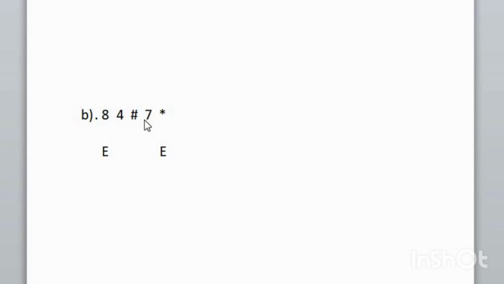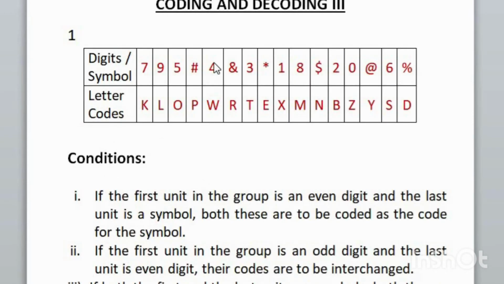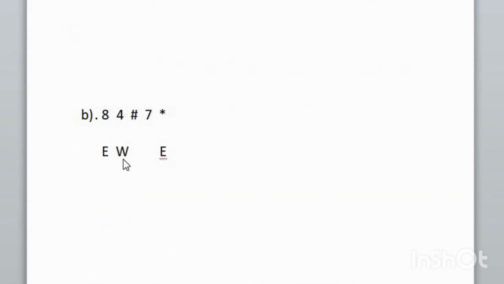The rest 3 will be the same. That means the letter code corresponding to 4 is given in the table. For hash and 7 also, it is given in the table. We can write that directly. The letter code corresponding to 4 is W. So instead of 4, we can write W.